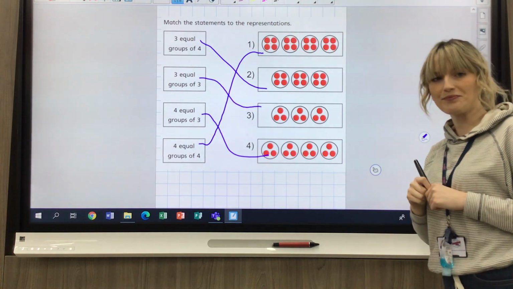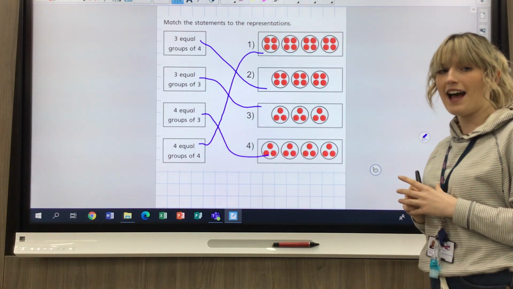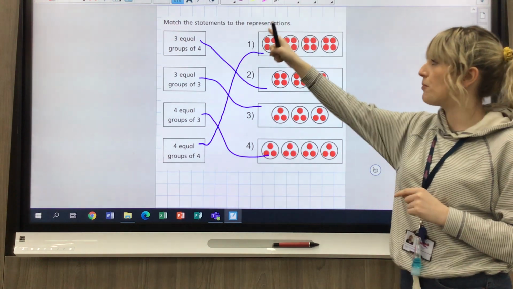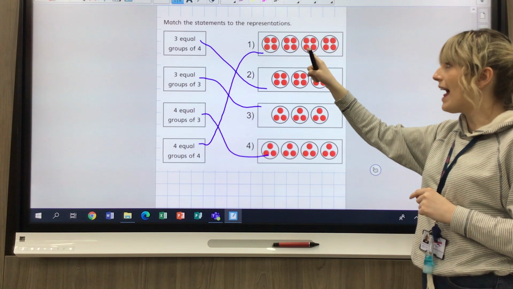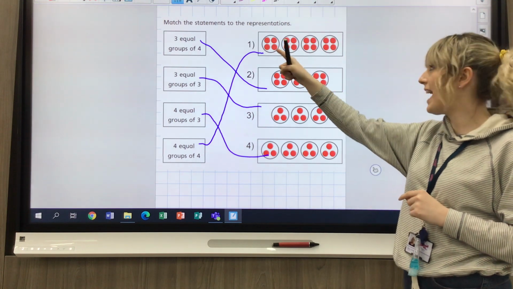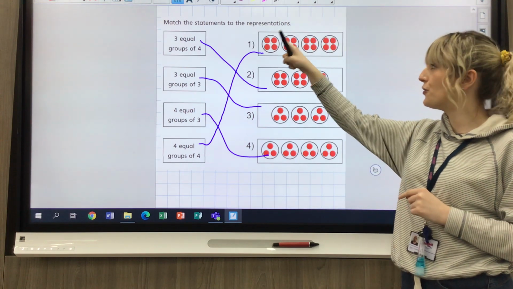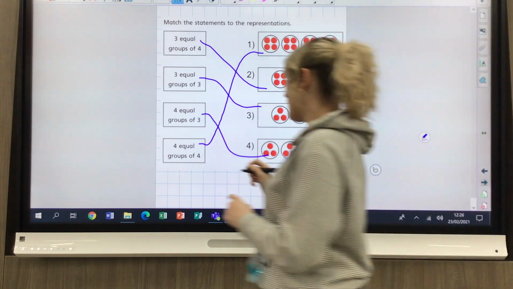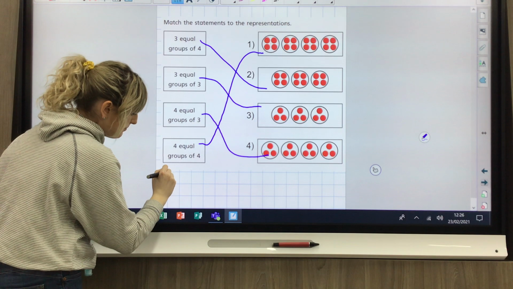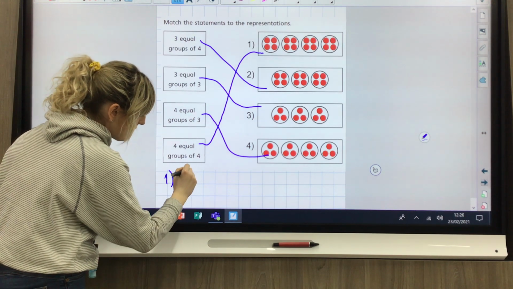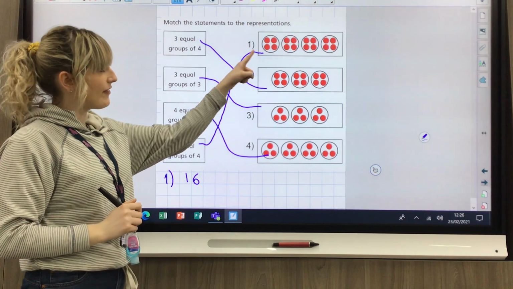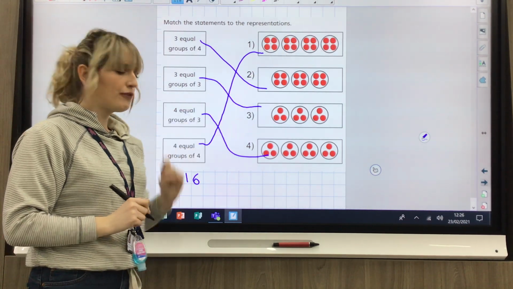Okay, so let's think about that as division then. So if we look at the top one, number 1, there are 16 red counters in that picture. 4, 8, 12, 16. Okay, so if I put number 1 at the bottom, I've got 16 counters, and it's been divided into 4 groups.